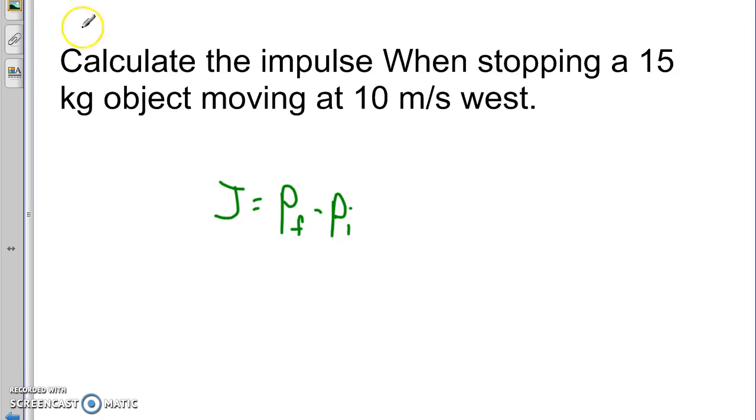But back here, okay, calculate the impulse when stopping a 15 kilogram object moving at 10 meters per second west. All right, let's figure this out. The final momentum: if we're stopping it, it should be pretty obvious that the final momentum is going to be 0. Or in other words, the momentum is the mass times the velocity, and the velocity would be 0 because it's coming to rest. Minus, what was it going initially? It was going 10 meters per second west. So again, it's going to be m times v. M here is 15 times v is negative 10.